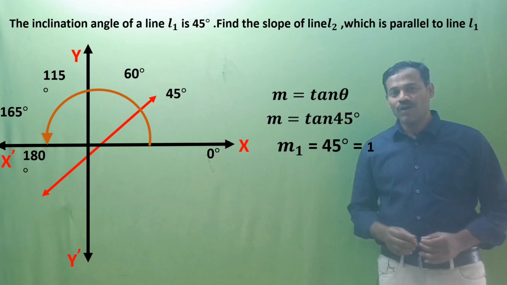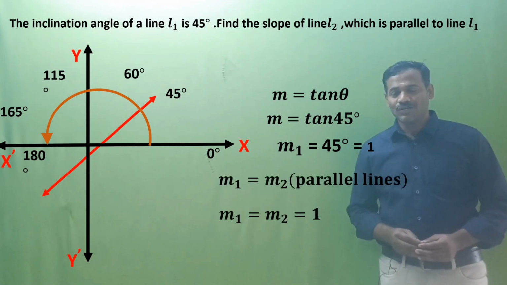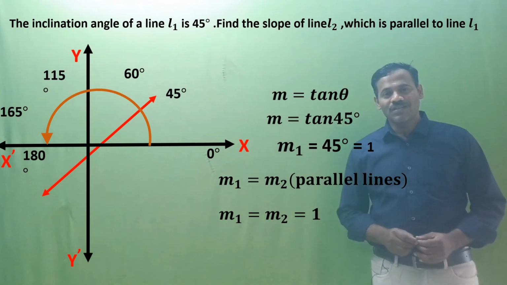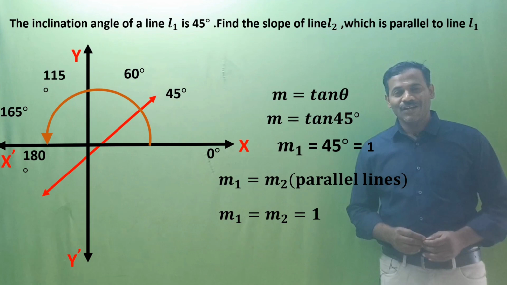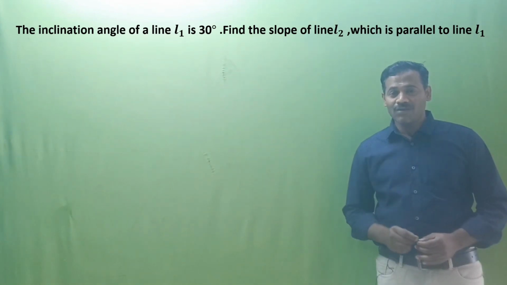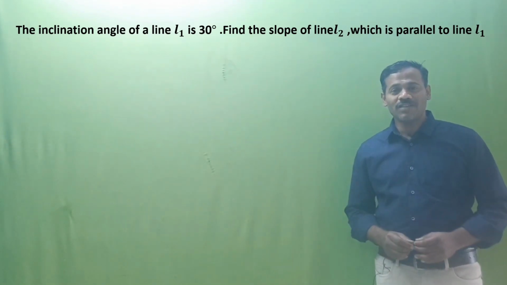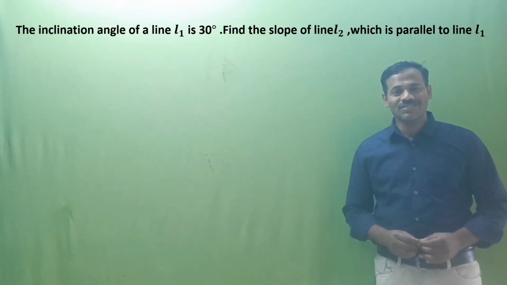So if m1 is 1, then what about m2? Yes, it is also 1. So m1 is equal to m2. So in case of parallel lines, the slopes are equal to each other. Now you can try this at your home. If the inclination of the line L1 is 30 degree, find the slope of the line L2 which is parallel to L1. Now the question is yours.